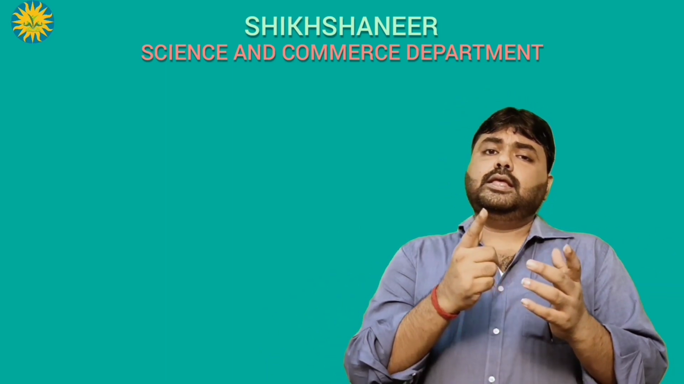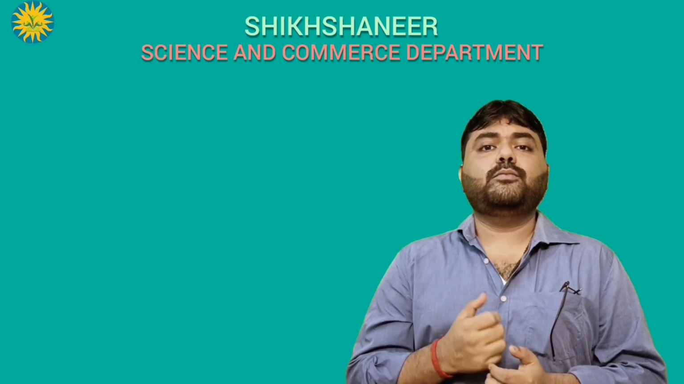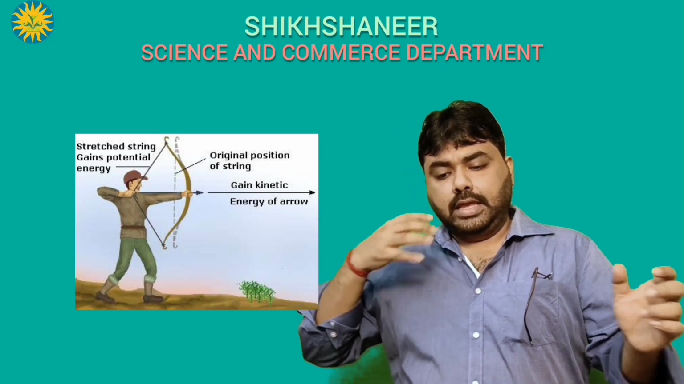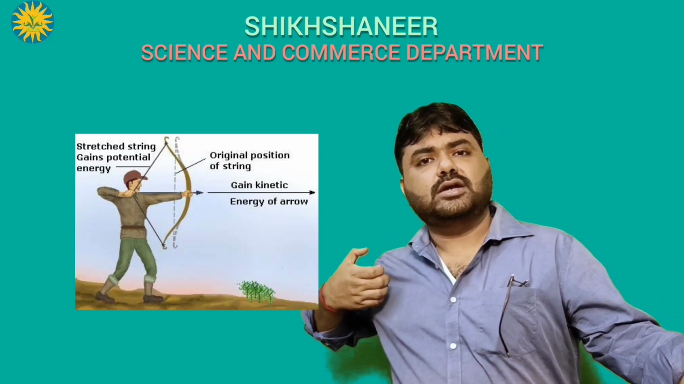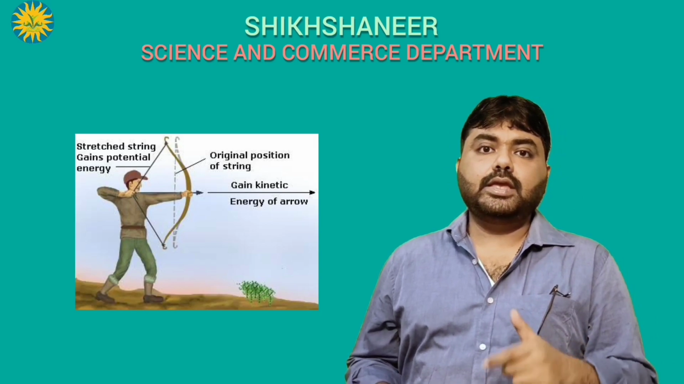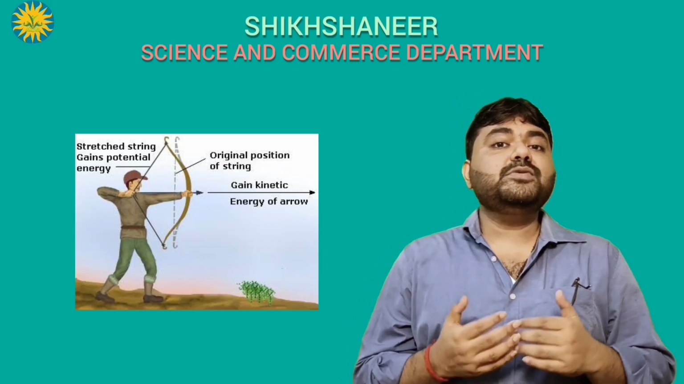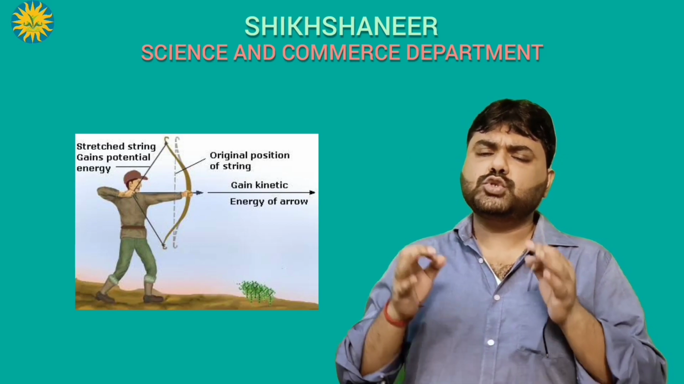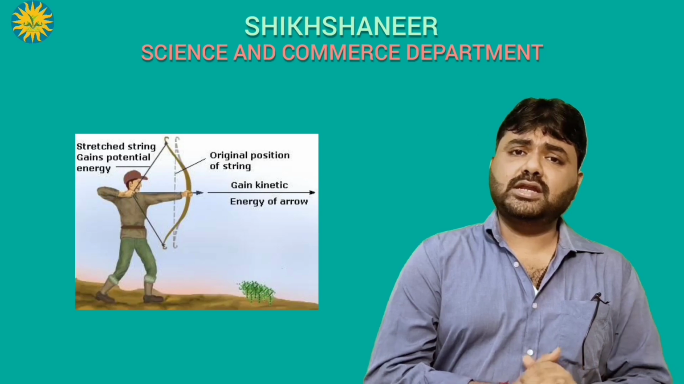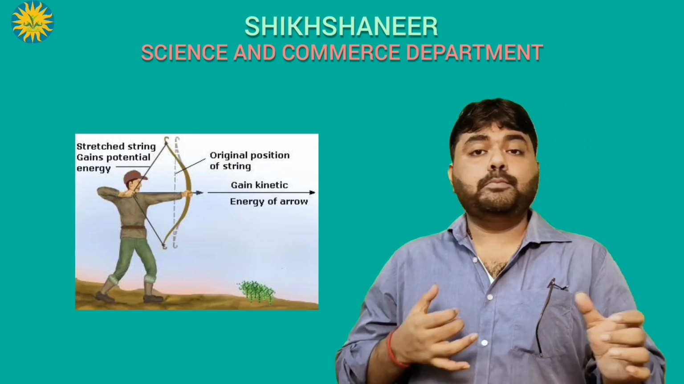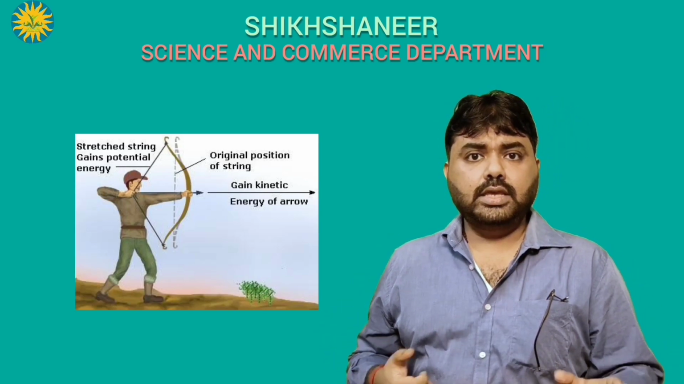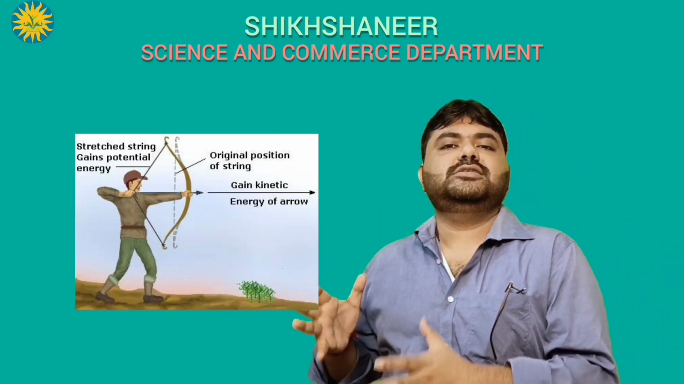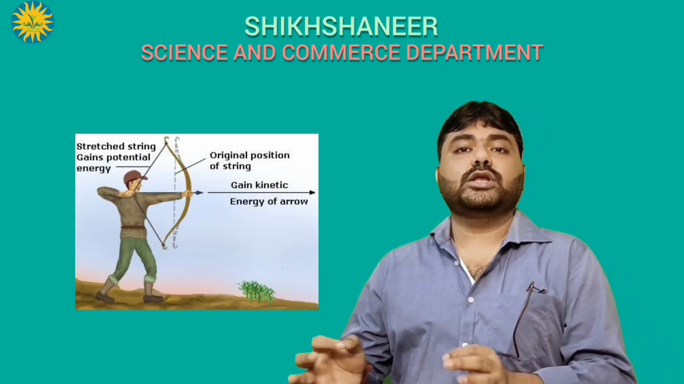How? We can take an example of a bowstring. Suppose we stretch a bowstring. Now the bowstring is in a stretched condition. That means the shape is changing, the configuration is changing. Therefore it is totally the potential energy, the elastic potential energy, but the bowstring is not moving right now. It is just in the stretched condition.